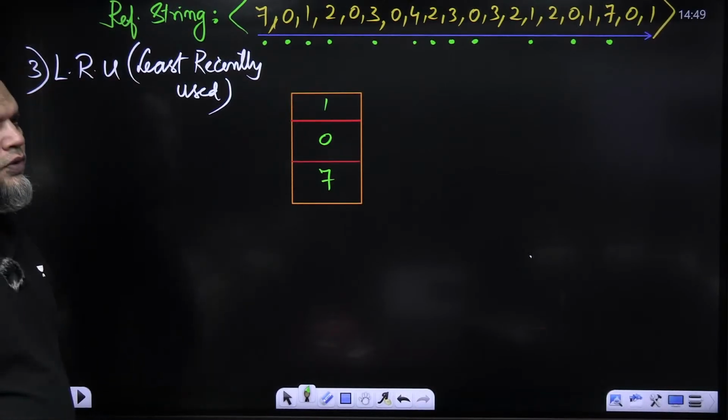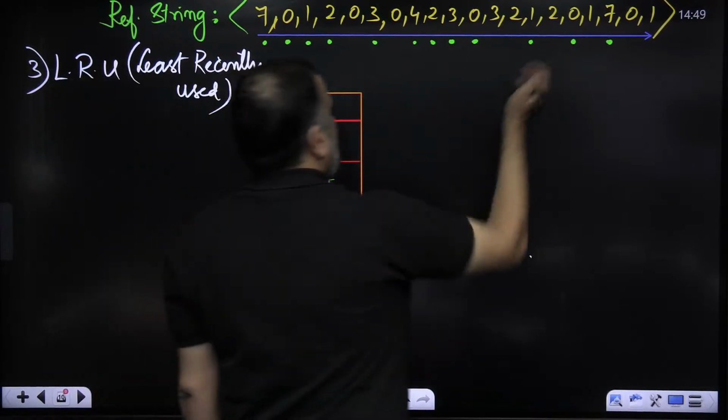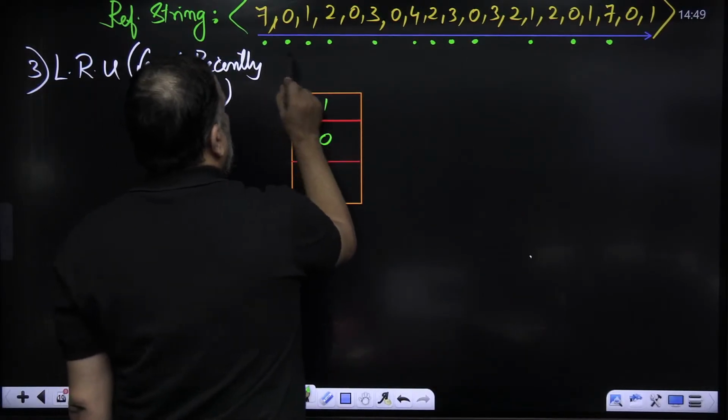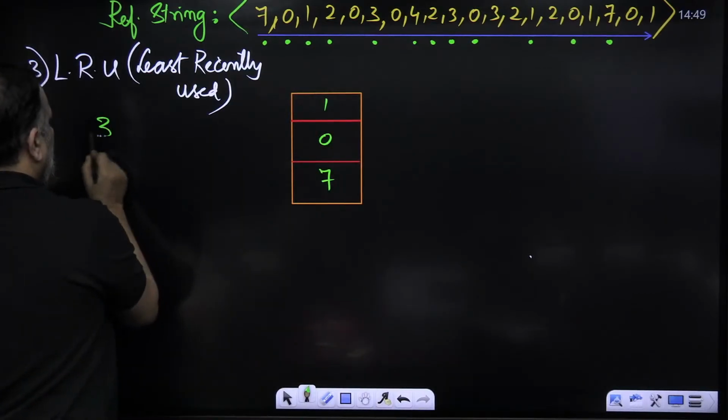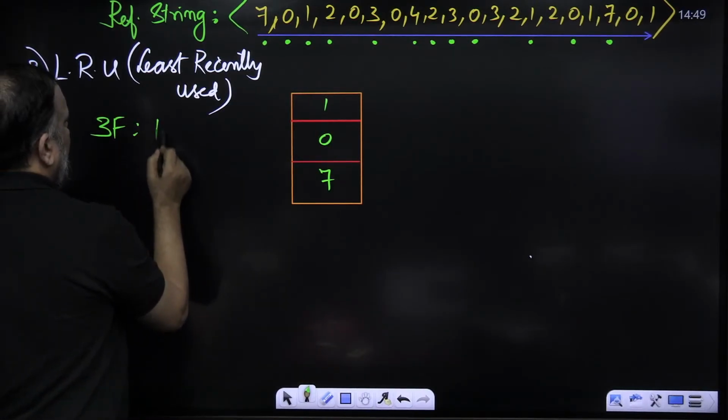This is the philosophy of LRU. So 0, 1 both are present, no page fault. Now calculate the number of page faults: 2, 4, 6, 8, 10, 12. 12 page faults with 3 frames. The number of page faults is 12.